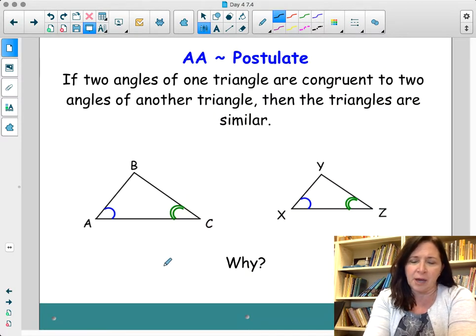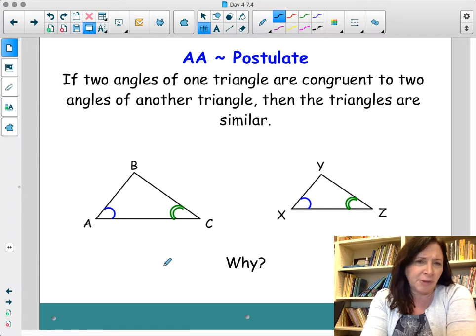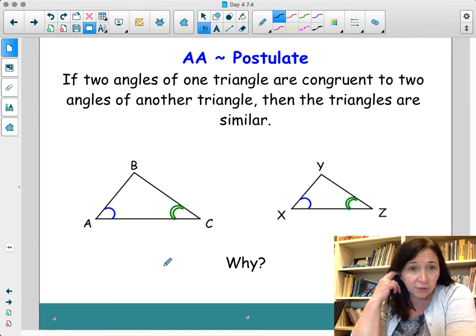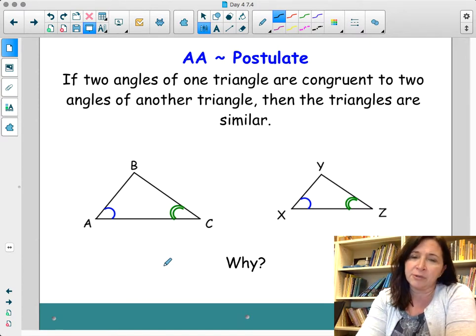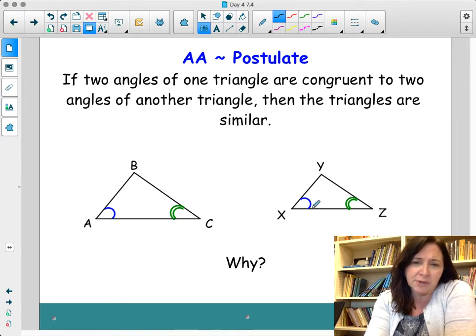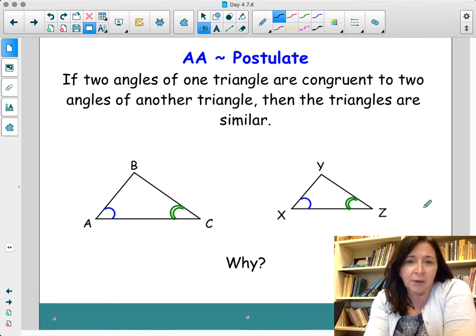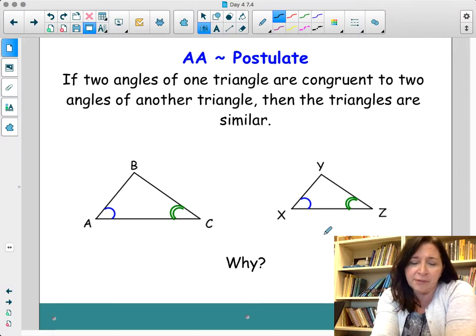So the first postulate that we're going to review is the AA postulate, which basically says if two angles of one triangle are congruent to two angles of another triangle, then the triangles are similar. Basically, the third angle is going to be congruent to the third angle of the other triangle based on the fact that both of these angles are already congruent. If the angles are congruent, then the sides will be proportional, making the triangles similar.